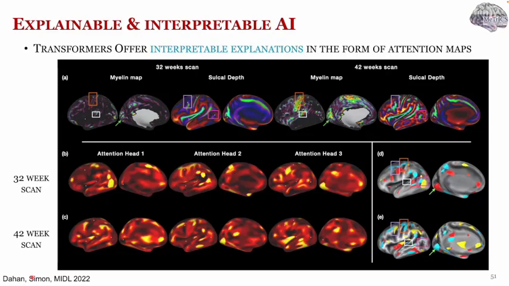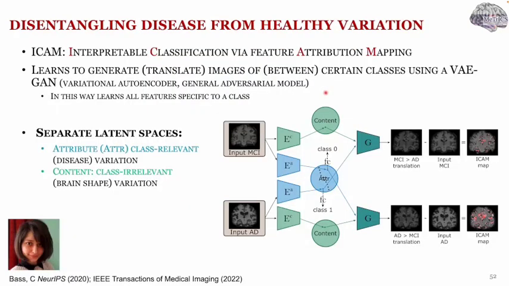So here I'm showing attention applied to classify how old a baby was when they were scanned, where rows B and C here are showing attention maps for one baby scanned very preterm and another term baby scanned shortly after birth. And we can see that not only are these attention maps very specific to each individual, but also that they are picking up on areas that, as we can see, are developing very rapidly over this period of late gestation.